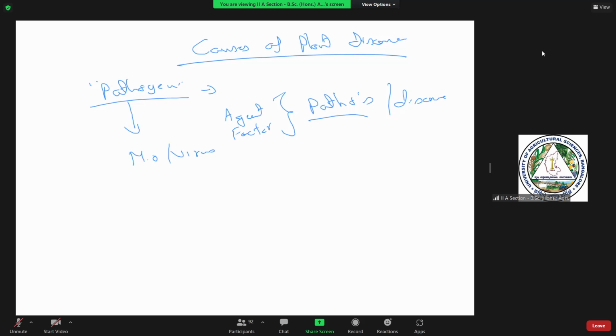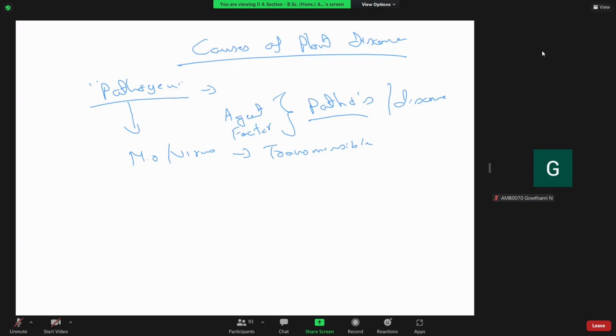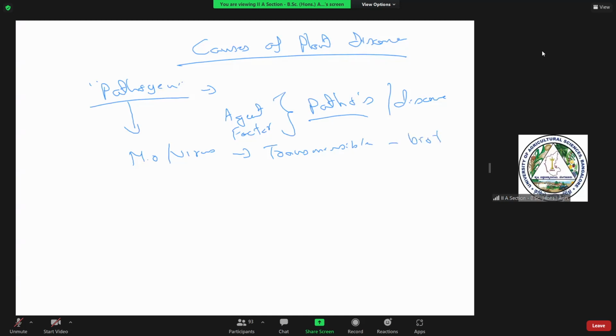And remember that it should be transmissible. Okay, it should be transmissible, which we often call a biotic agent. It is a biological agent that can cause a disease in plants by disturbing the metabolism of the plant cells.